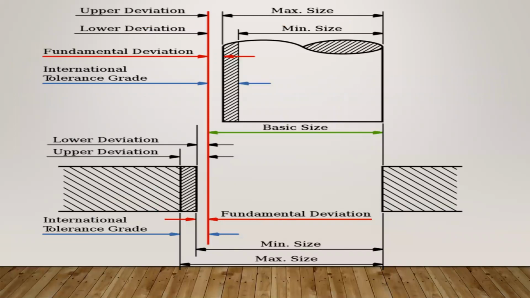So this is regarding the transition fit. So there are upper deviation and the lower deviation according to the fundamental deviation. So this fundamental deviation is on the red color line. So that is to the basic size. So when a shaft is fitted or assembled in the mating part, the maximum size and minimum size of the shaft can be seen here.